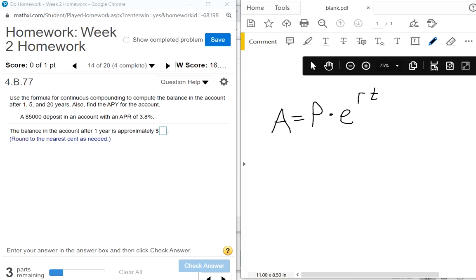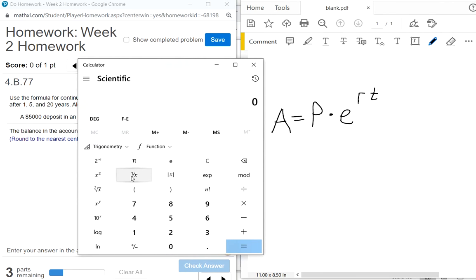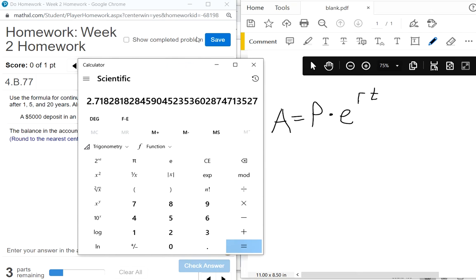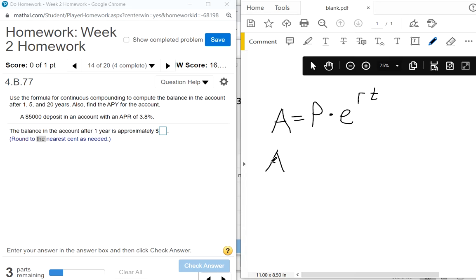E is not a variable. It's not a number you plug in. Okay, E is a number. Let's see. There it is on the calculator. It's 2.71828. It's like pi. It keeps going on and on. Okay, so to figure out this problem, we start with $5,000.